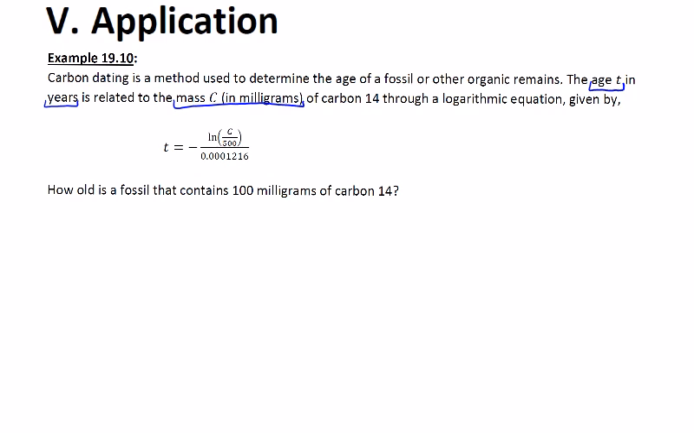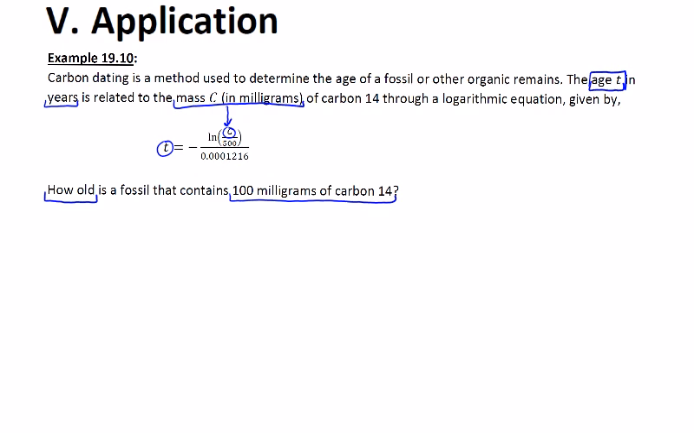We have two variables in this formula. We have T as well as C. And we know what T represents. It is the age of the fossil in years. And we also know what C represents. It's the mass represented in milligrams. The question is, how old is a fossil that contains 100 milligrams of carbon-14?